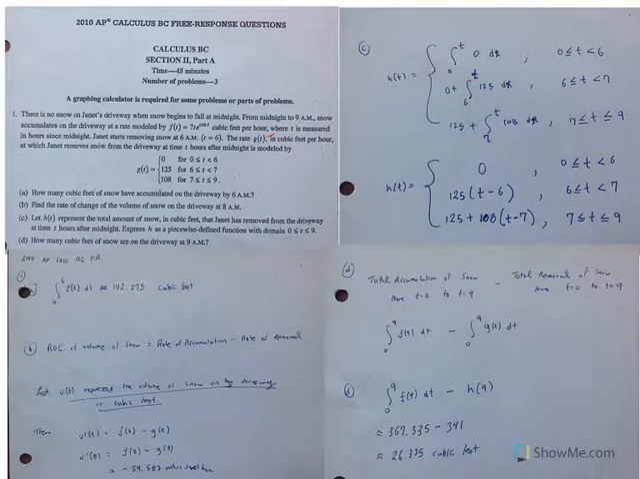So let's read through it and see how we do it. This is a graphing calculator problem. There is no snow on Janet's driveway when snow begins to fall at midnight. From midnight to 9 a.m., snow accumulates on the driveway at a rate modeled by f of t, which has units of cubic feet per hour. Time is measured in hours since midnight.